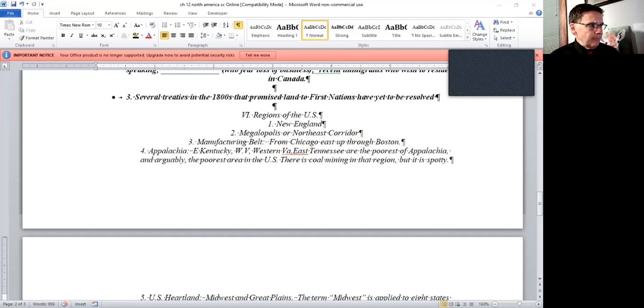Appalachia, you could see on your map on page 563 and 561, 563 for certain. Appalachia is Eastern Kentucky, the heart of Appalachia, the poorest parts of it is what I'm honing in on here. Eastern Kentucky, West Virginia, Western Virginia, the state of Virginia, East Tennessee. This is Central Appalachia. And again, this is one of the poorest areas, if not the poorest, in the United States. I mean, coal mining is still important there, but that's kind of spotty.